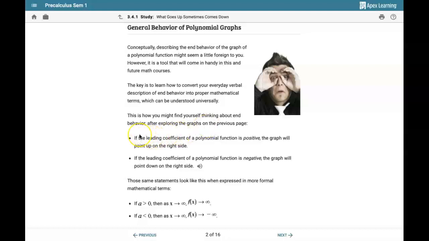If the leading coefficient of a polynomial function is positive, that first a value, then the graph will point up on the right-hand side. So in that positive x direction, it's going to go upwards. And if the leading coefficient is negative, the graph will point downwards.